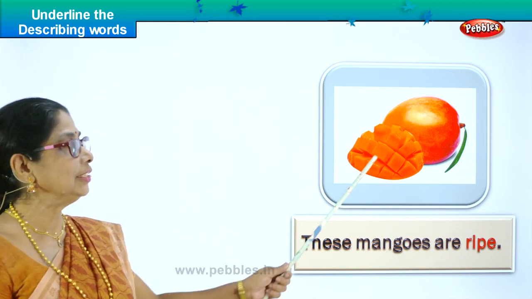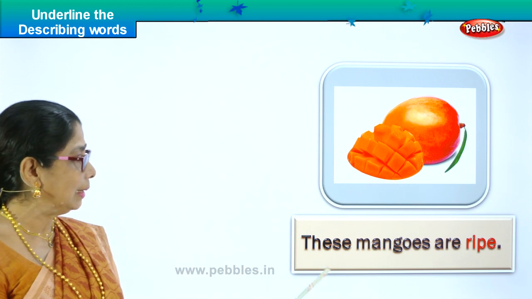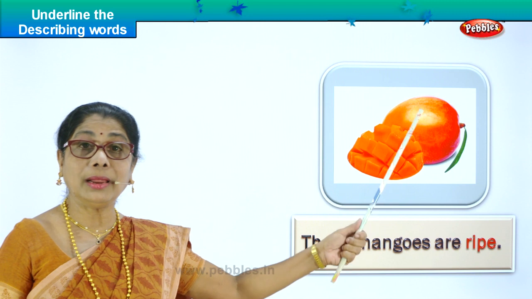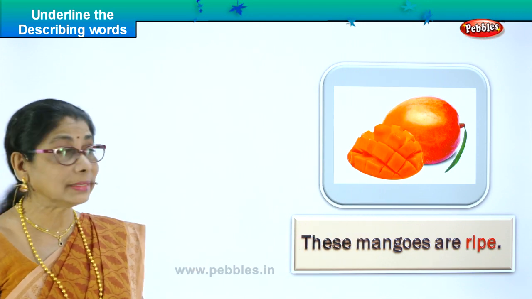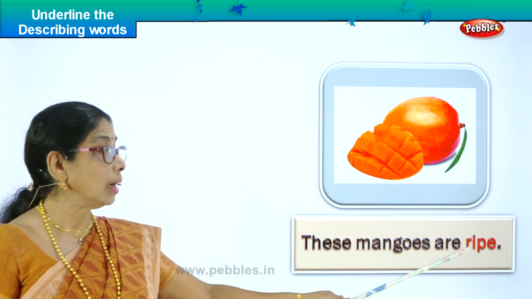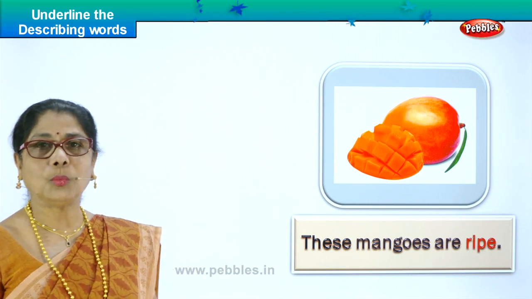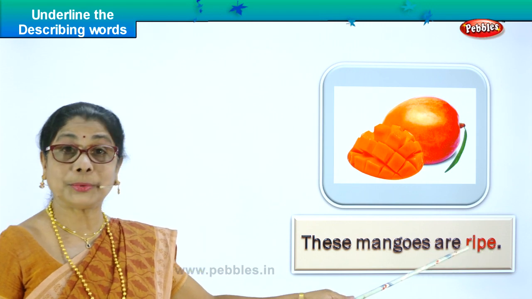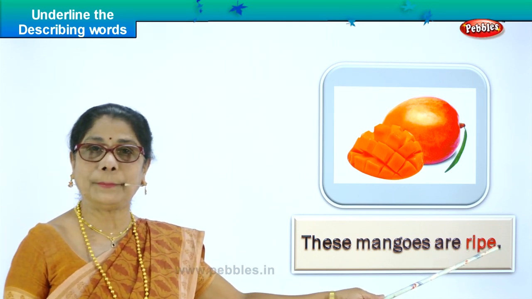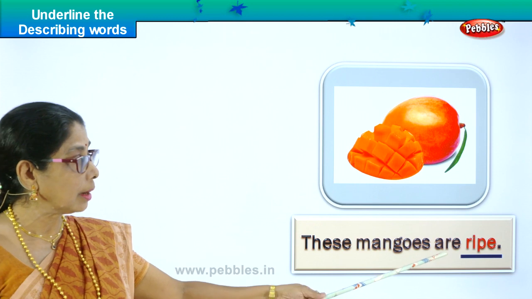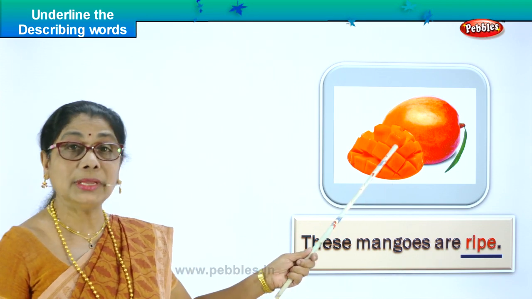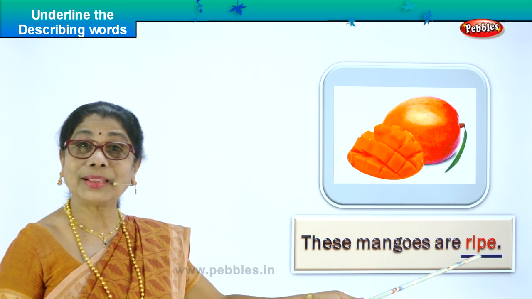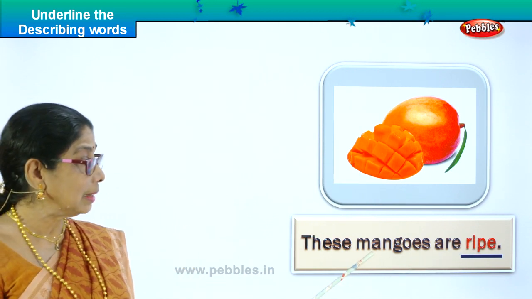Yummy. Very fleshy, juicy mango. Okay. Let's read. These mangoes are ripe. Are these mangoes ripe? Yes. These mangoes are ripe. What describes the mango? That they are ripe. That's the descriptive word, ripe. We underline the word ripe because it says whether the mango is green or ripe. It is ripe. The word ripe describes the mango.